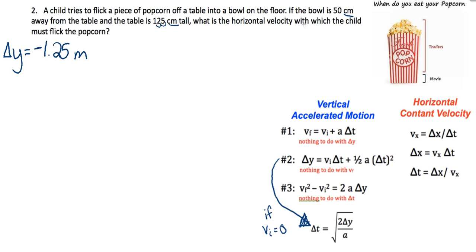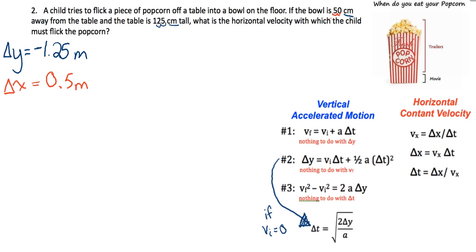Good. What else do we know? Well, we know the bowl is going to be 50 centimeters away. So our delta x, because we're dealing with that distance out, is 50 centimeters, which would be 0.5 meters. Once again, moving that decimal 2 to the left.